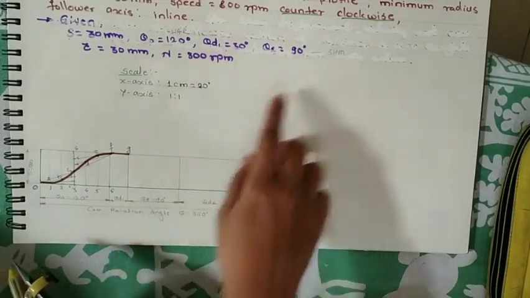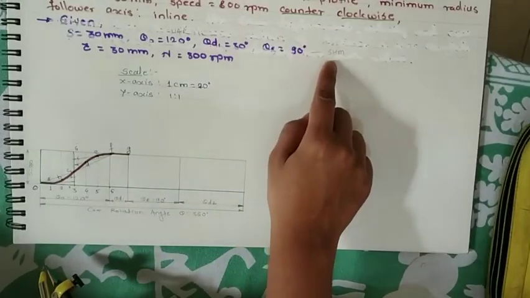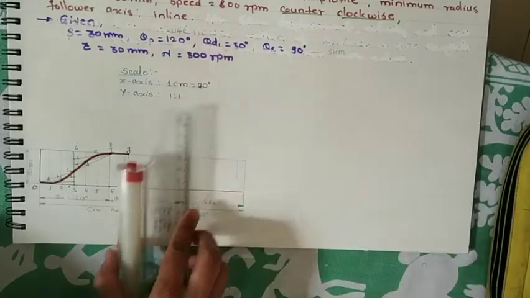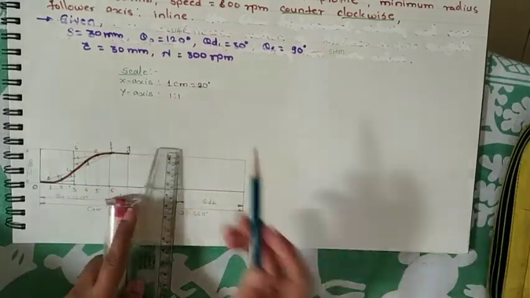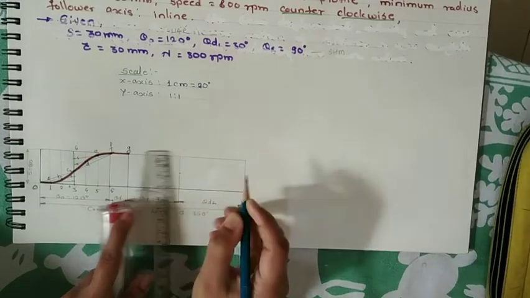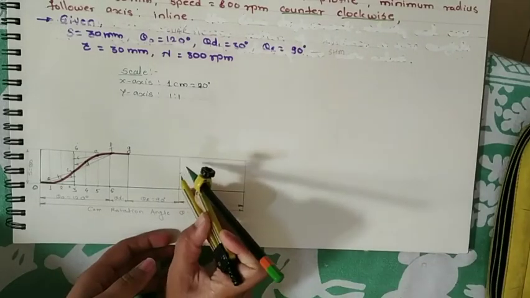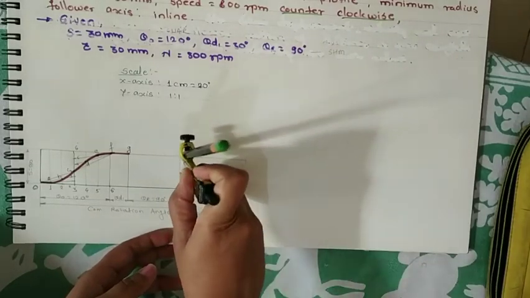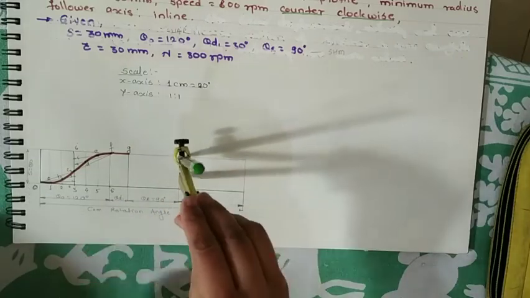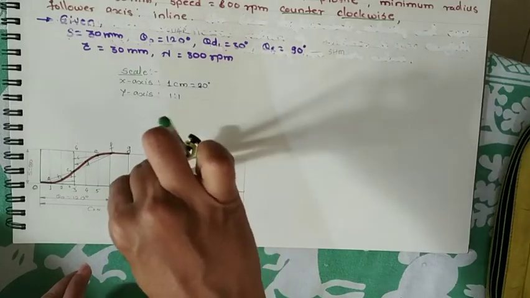Now for the next half it is SHM. For this 90 degree return stroke, the motion is simple harmonic motion. So for simple harmonic motion we need to draw a simple harmonic semicircle. For that, let's mark a center point on this stroke length, because we know that the simple harmonic semicircle diameter is equal to the stroke length. So here at half distance we mark a center point.